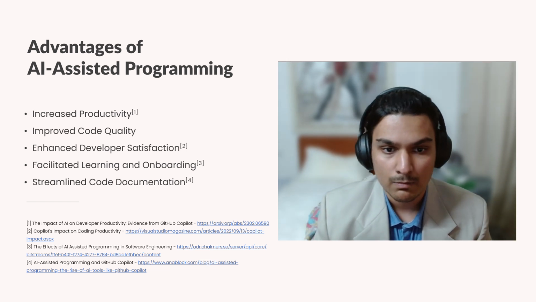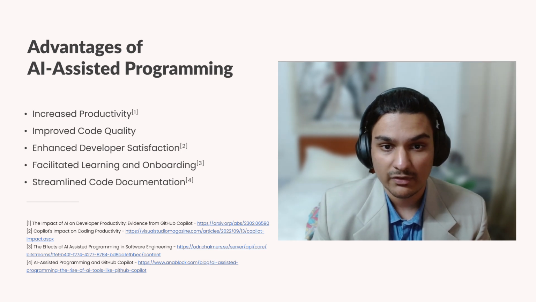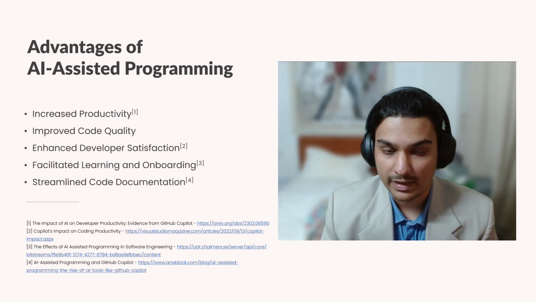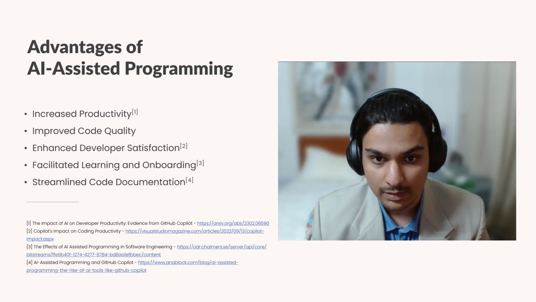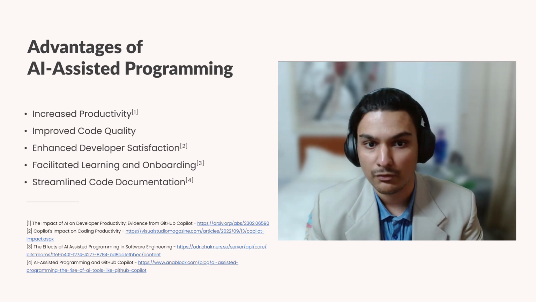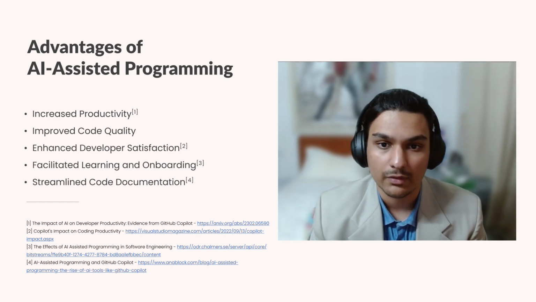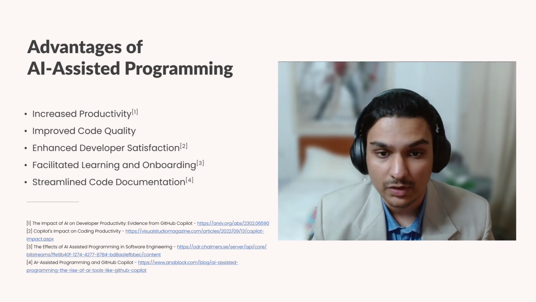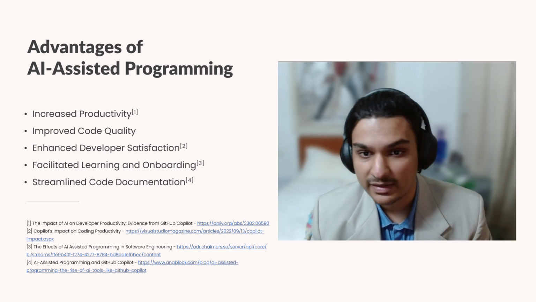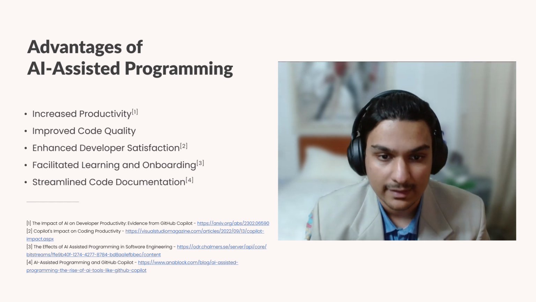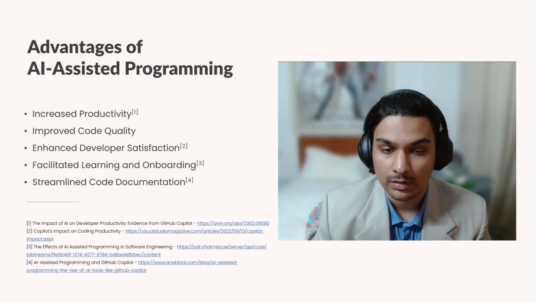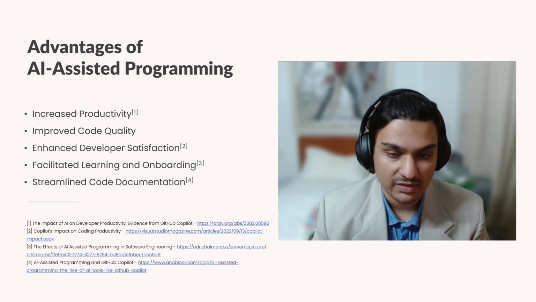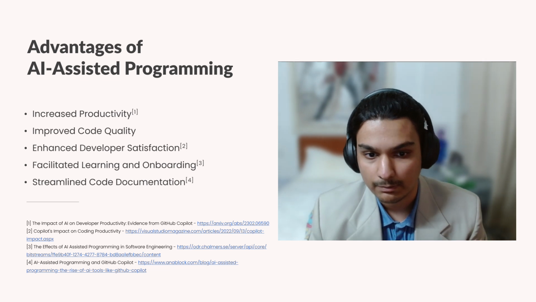code bases. Around 60 to 75% of developers feel more fulfilled and less frustrated when using AI coding assistants since they handle all the repetitive tasks, allowing them to focus on more creative aspects of their work. They can also assist less experienced developers or newcomers understand complex code bases, thereby accelerating their onboarding process. AI can also automate the generation of code documentation, ensuring consistency while saving them time.